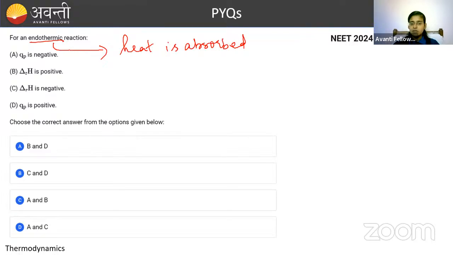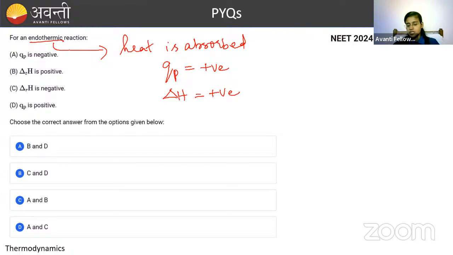Heat is absorbed means heat exchange at constant pressure. That will be positive because it is absorbing the heat. If the heat is entering into the system, it will absorb. In that case, Q value will be positive. Yes, Q value will be positive. And for all endothermic reactions, delta H is also positive.